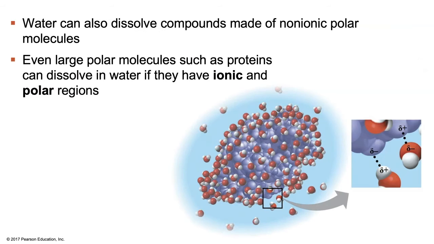In this image, we see that water can also dissolve compounds made of non-ionic polar molecules. The purple entity is a protein, which is made of amino acids. We'll get to amino acids in a later chapter, but for now, just note that they can carry a negative or positive charge on them. This allows them to be dissolved by water in a solution.